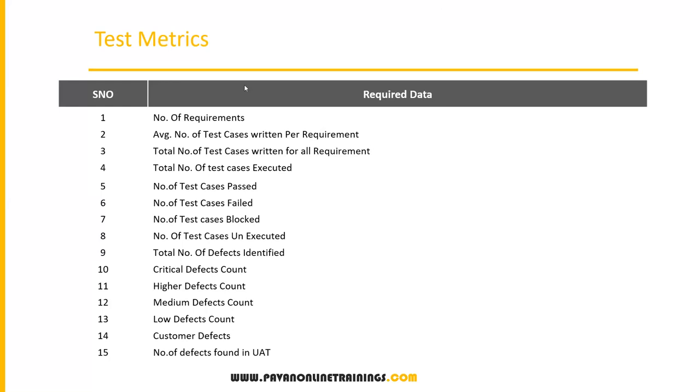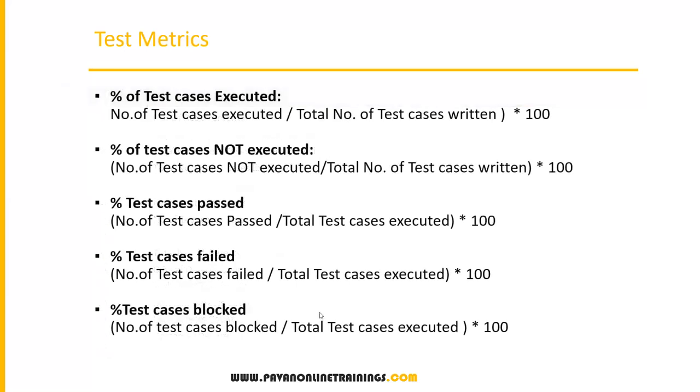Once you have collected this data, based on it we will have certain metrics. We always have to calculate these metrics in percentage format. For example, the percentage of test cases executed. How do we calculate it? The formula is the number of test cases executed divided by the total number of test cases written, multiplied by 100. That will give you the percentage of test cases executed.